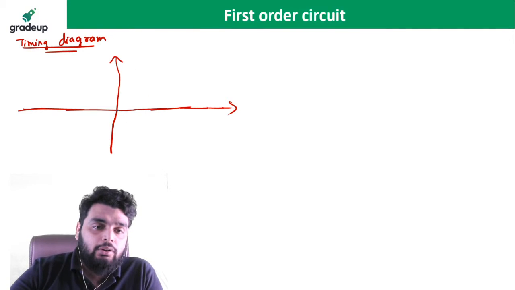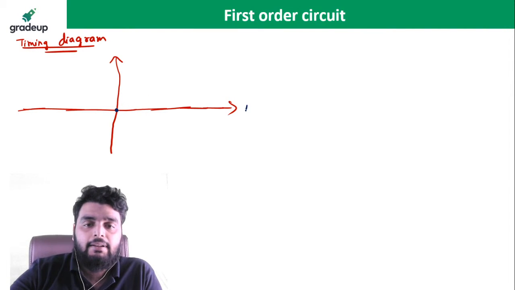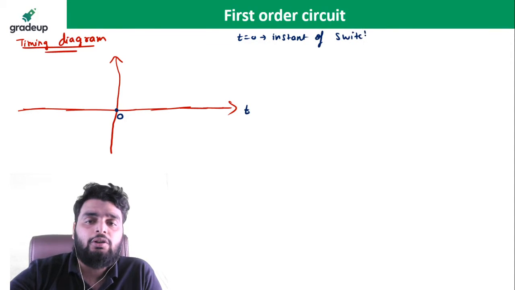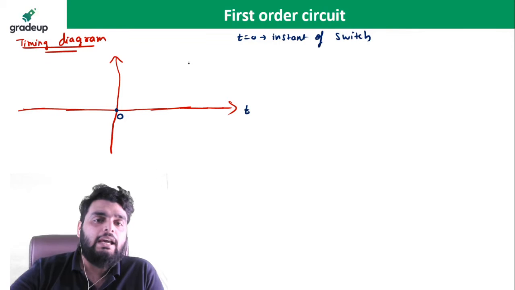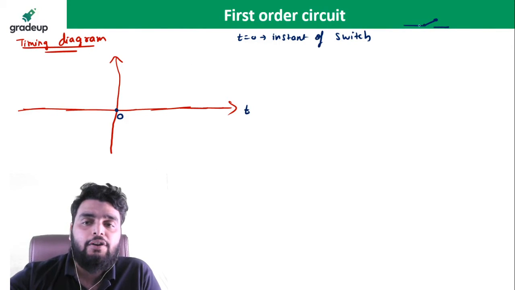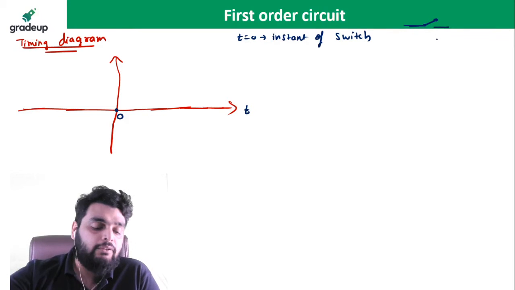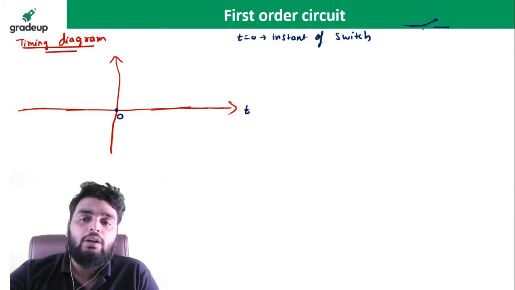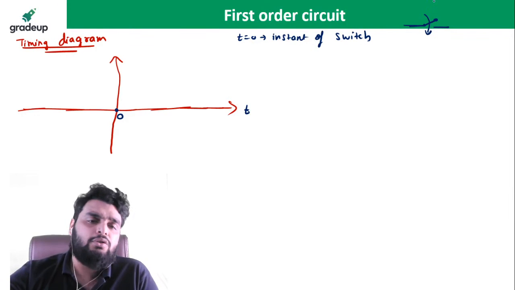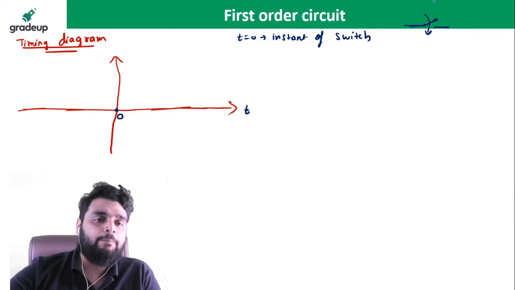T equal to 0. This is the instant. This is the time axis. This is the instant of 0. T equal to 0 is the instant of switching. Means it is the instant at which I will switch on or switch off the circuit. A circuit must contain a switch like this, because I told you a transient will always occur if there is a sudden change. So T equal to 0 is the instant at which the switch is on or the switch is off. Anything can happen.